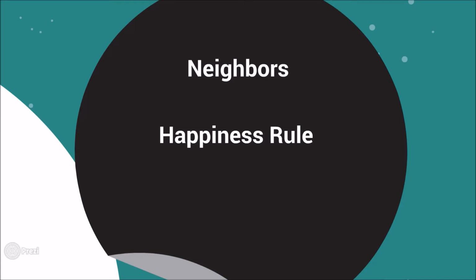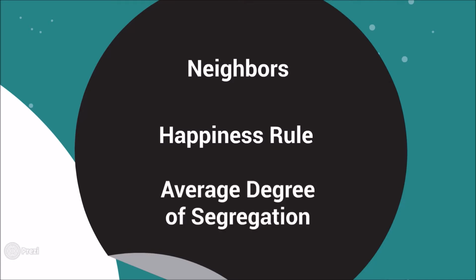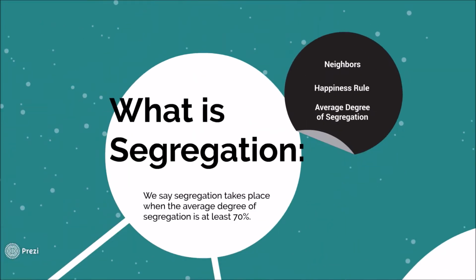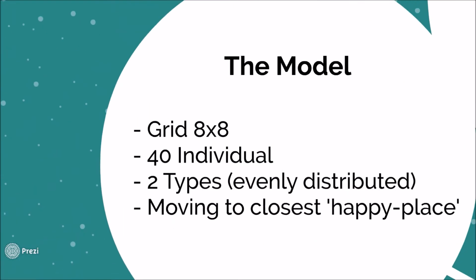After the simulation, we will analyze our results partly based upon the degree of segregation. The degree of segregation for a person is the percentage of neighbors that is of his own type. We say segregation takes place when the average degree of segregation is at least 70%. We will now introduce you to our basic model.